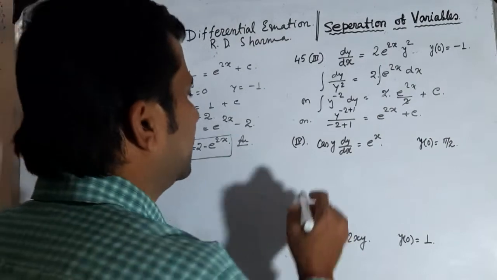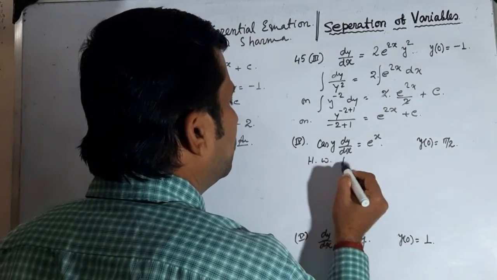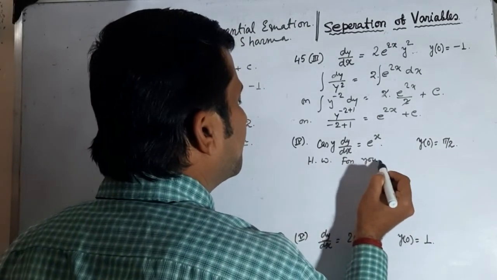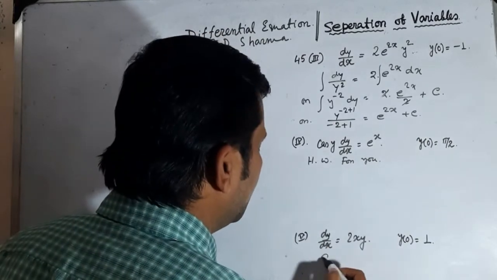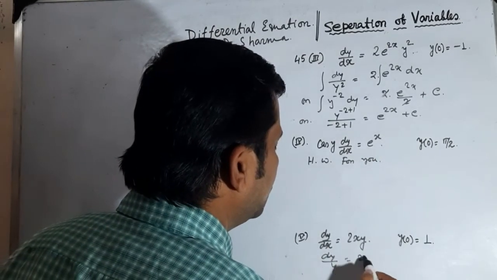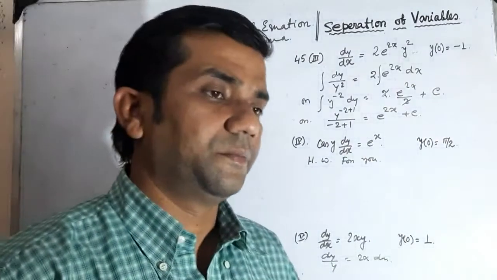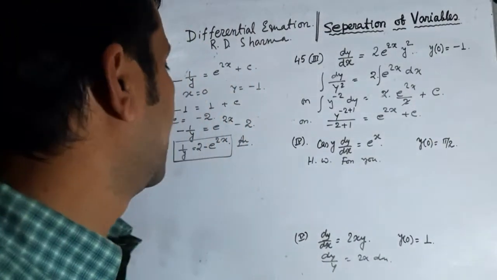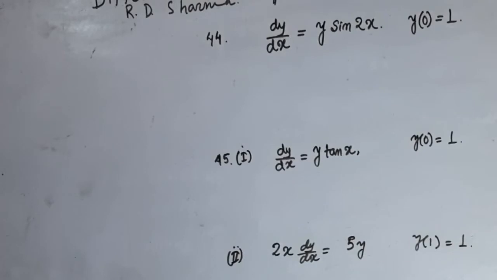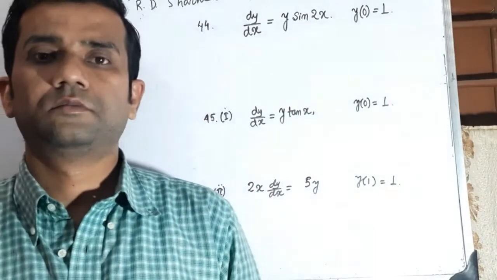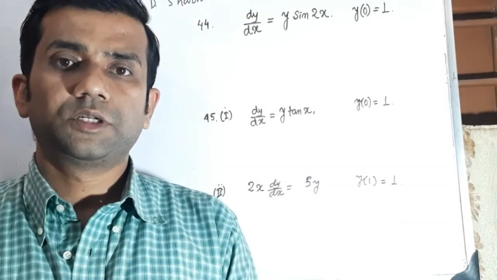This is a homework for you, and this is also homework for you: dy by y is equal to 2x dx. These are very easy and particular sums. Okay, next.